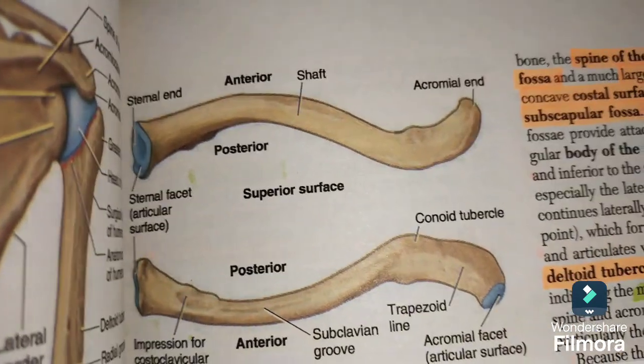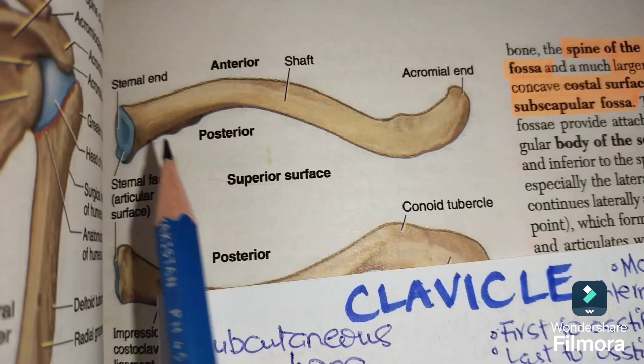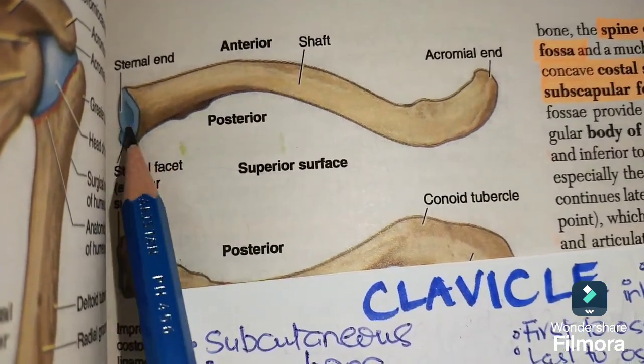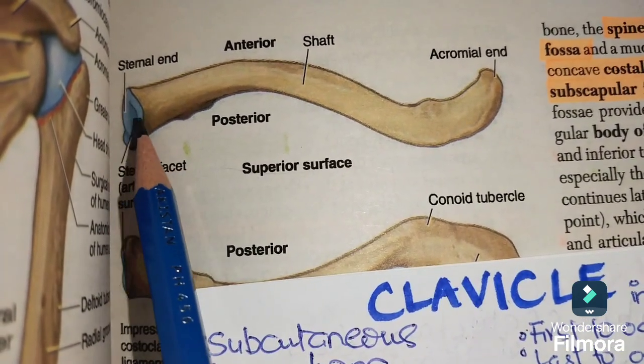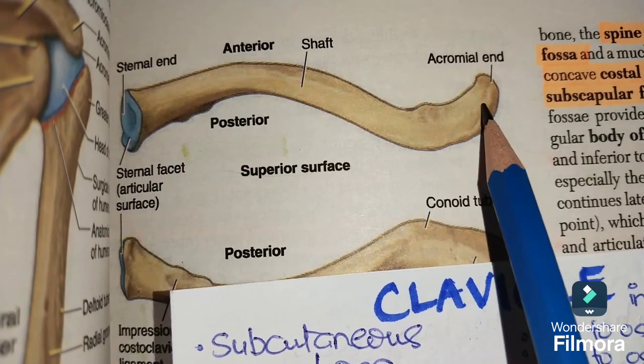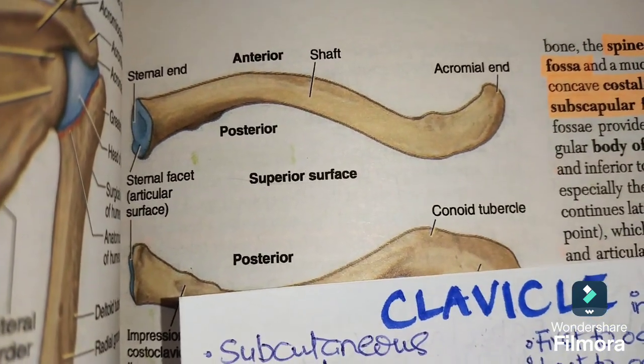Here we can see the clavicle bone. This is the medial end. The sternal end is the medial end and the acromial end forms the lateral end.